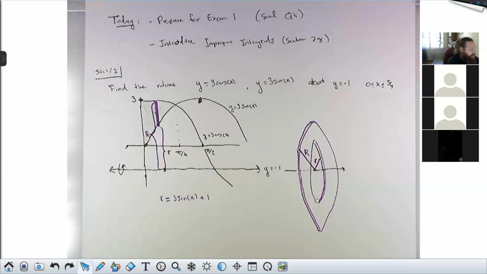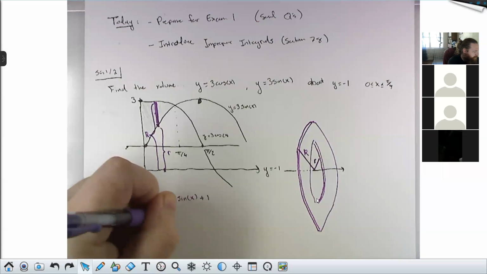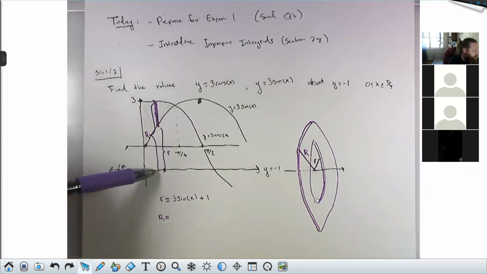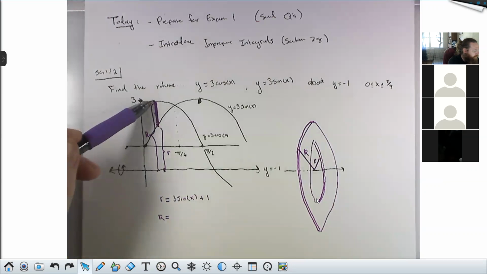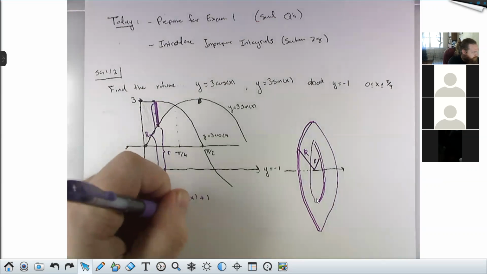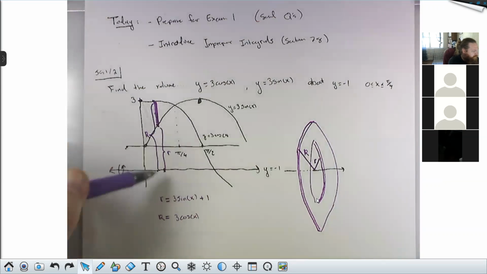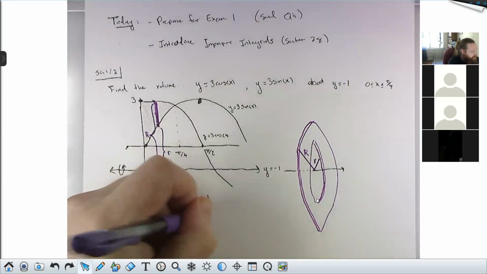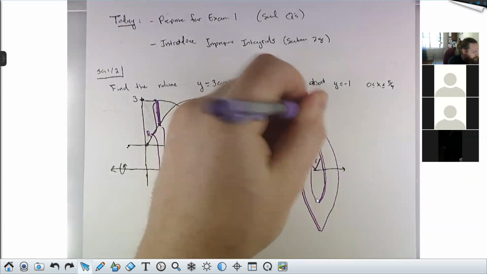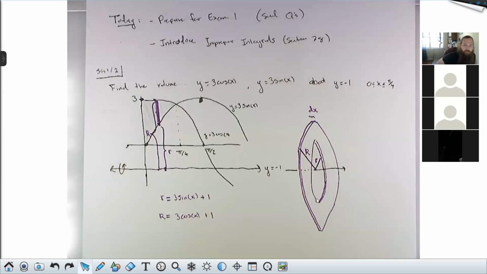And for the larger radius, the distance from the far end of the strip to the axis of rotation, it's the y value up here minus the y value down here. So the y value up here, this is the curve y equals 3 cos x. So this is 3 cos x minus -1, which is +1. Okay, and the thickness of this washer is the thickness of that strip. It's a little dx thickness. Questions so far? This is most of the hard work done.